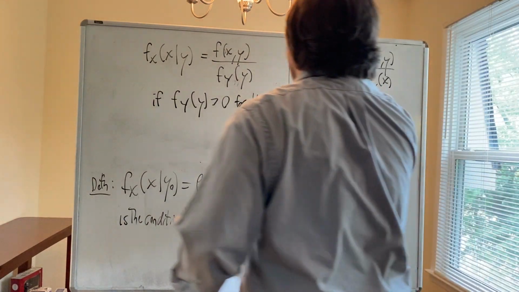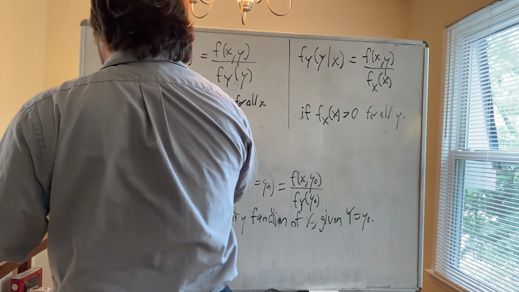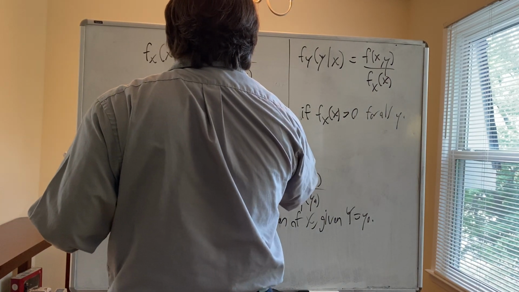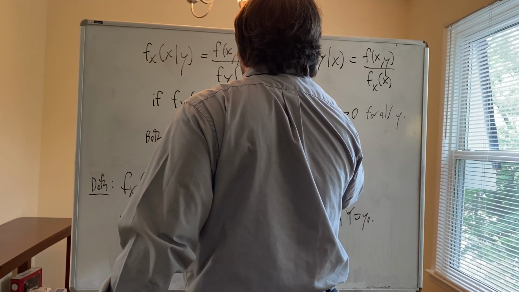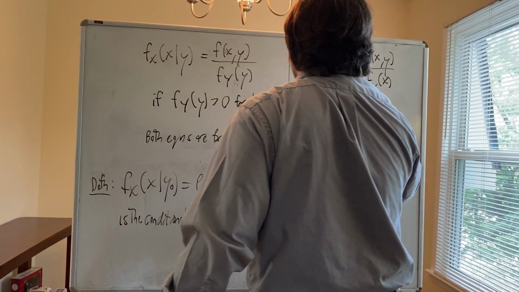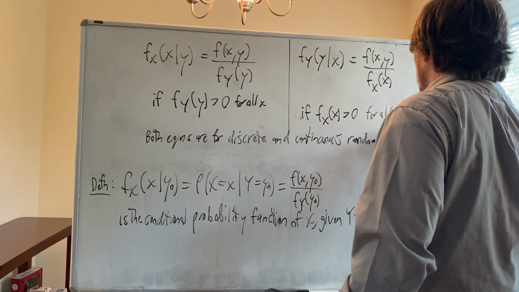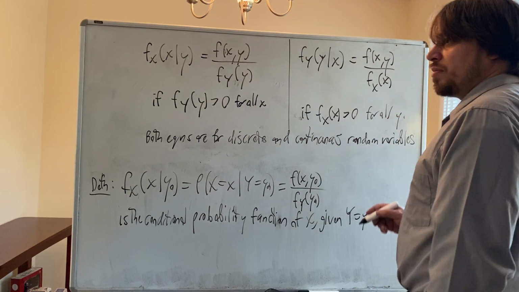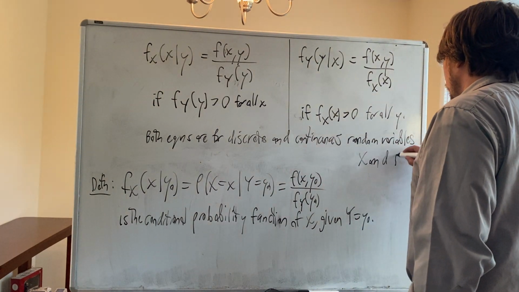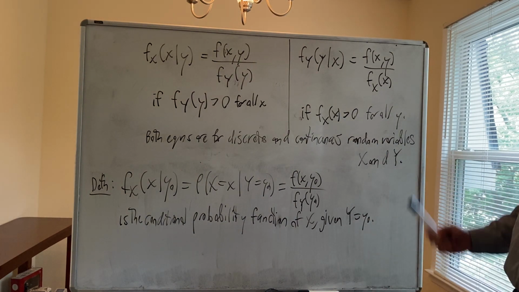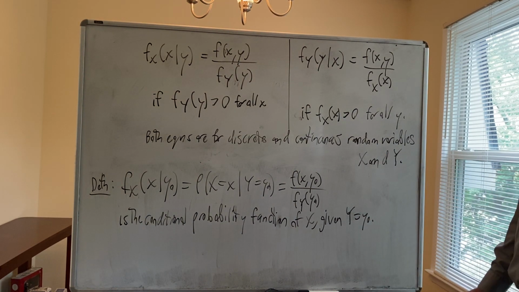And both of these equations are for discrete and continuous random variables X and Y. So the conditional probabilities are these for both discrete and continuous random variables X and Y. All right, these equations will hold.